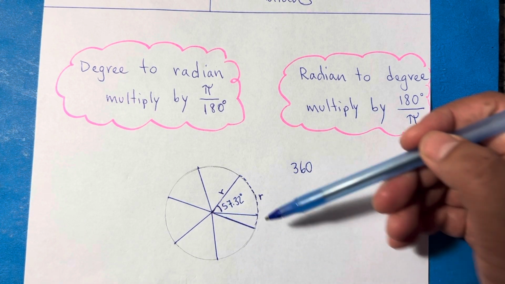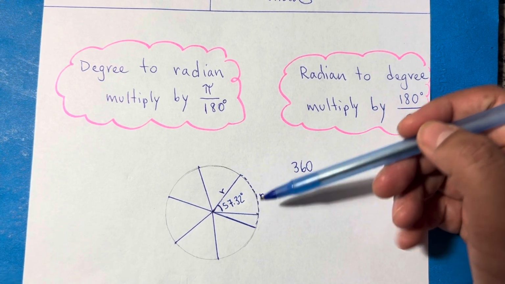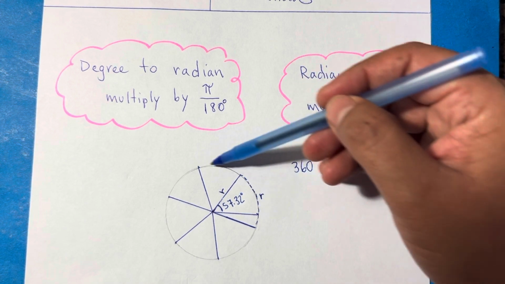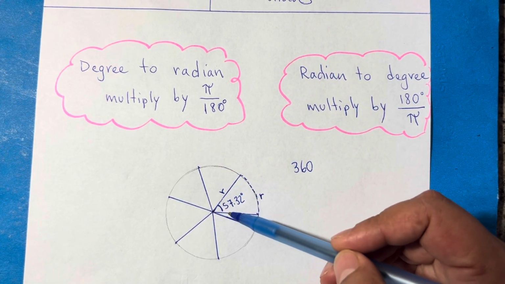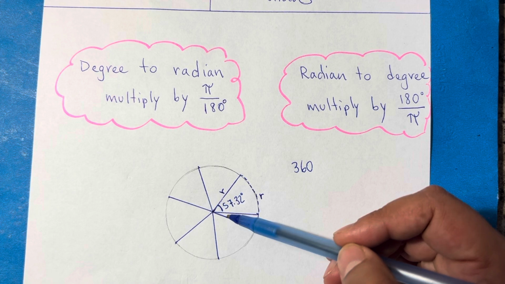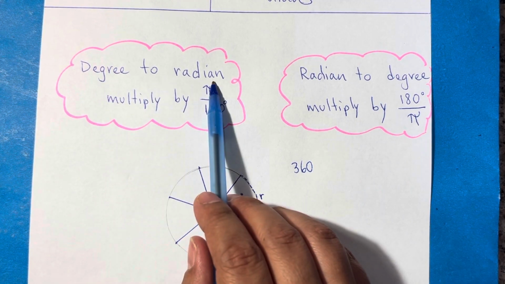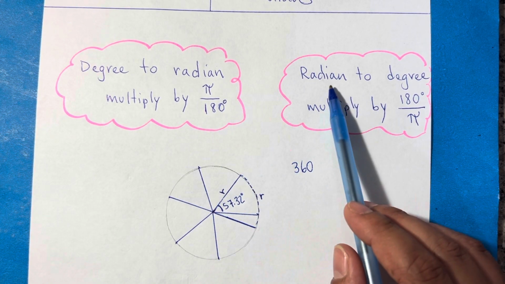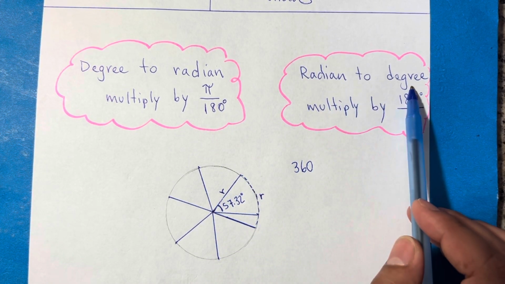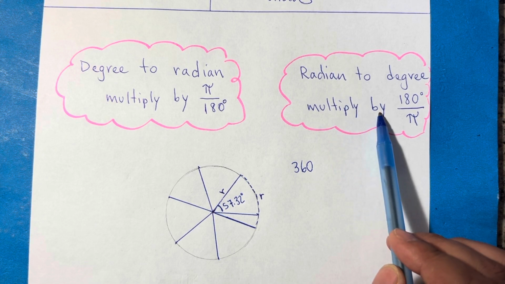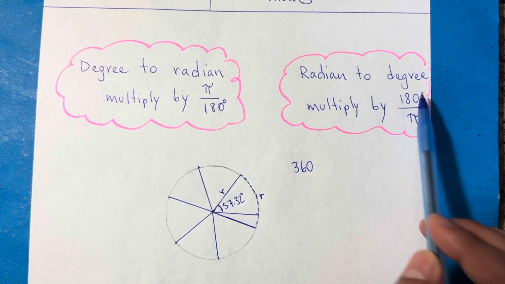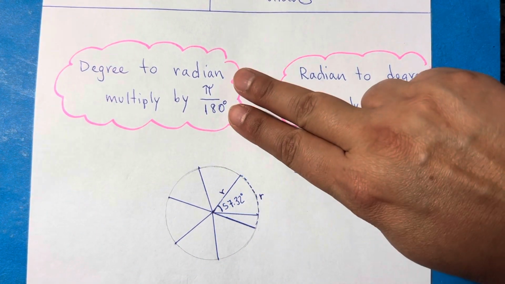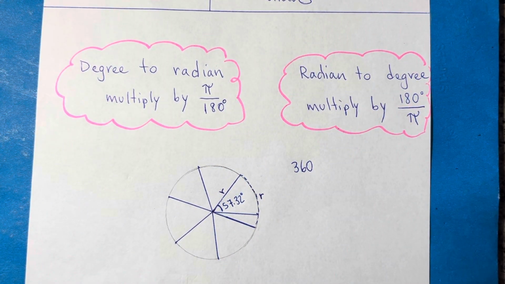So now what we're going to be doing is converting angle measurements in degrees to radians, and sometimes they're going to give me radians, and we are going to find out what measurement that would be in degrees. To convert from degrees to radians, we multiply by pi over 180. And to convert from radians to degrees, we multiply by 180 degrees over pi. If you notice, these are the reciprocal of each other. We just switch pi and 180 degrees.